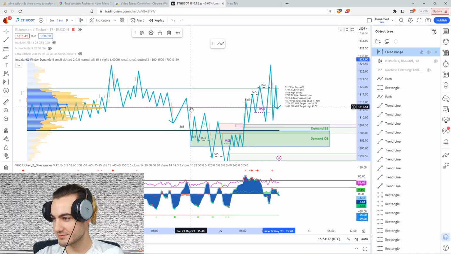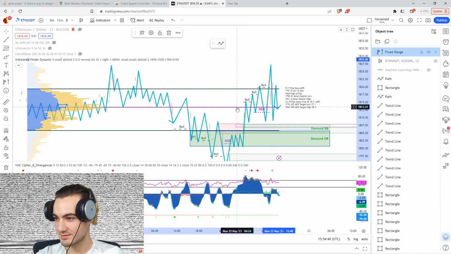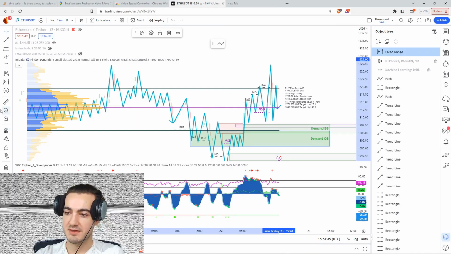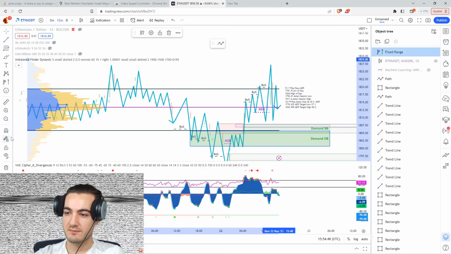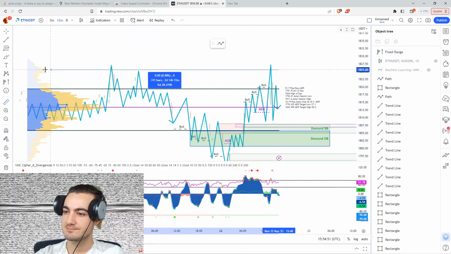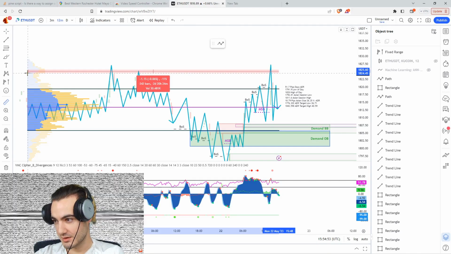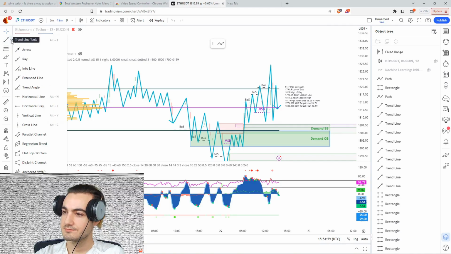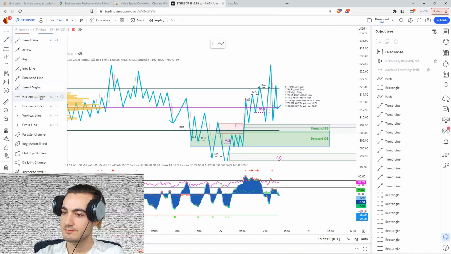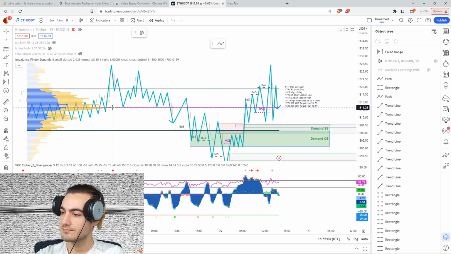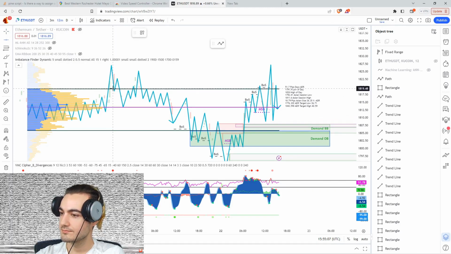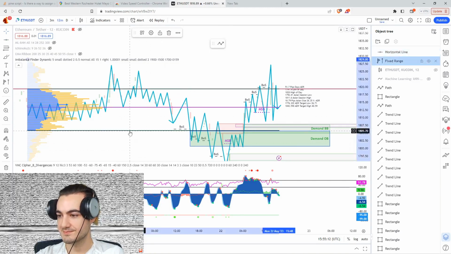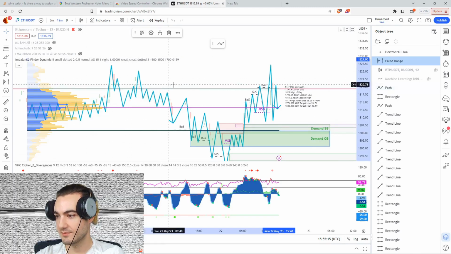Yeah, what I'm really looking for is this line here. That is really the center of gravity, where price has been revolving around for the last 2 days and 20 hours. This is what I guess you would call the fair value range for the time frame that we're looking at.